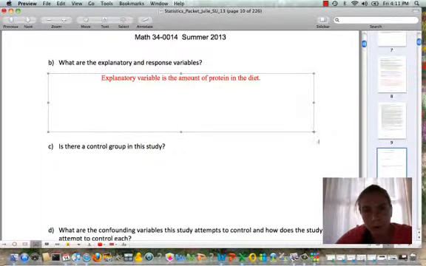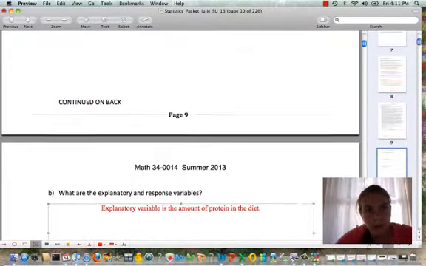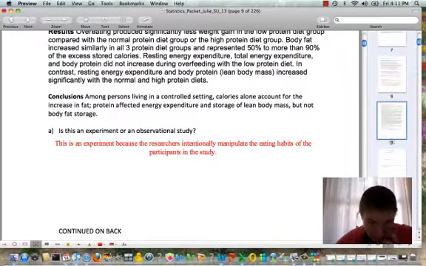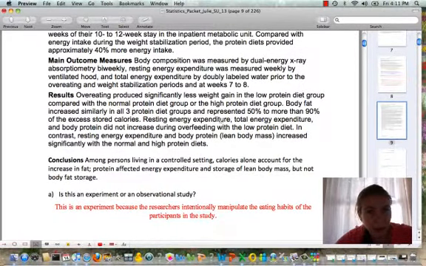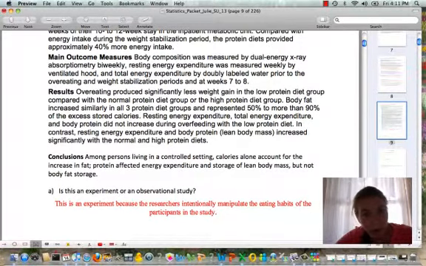The response variable is what they're measuring, or the outcome. And we can see here when they talk about their weight stabilization and the weight gain, they seem to be weighing the patients at the end. So the response variable seems to be the weight gain and also the body fat increase. So the changes in weight, changes in body fat, also changes in energy expenditure and body protein.